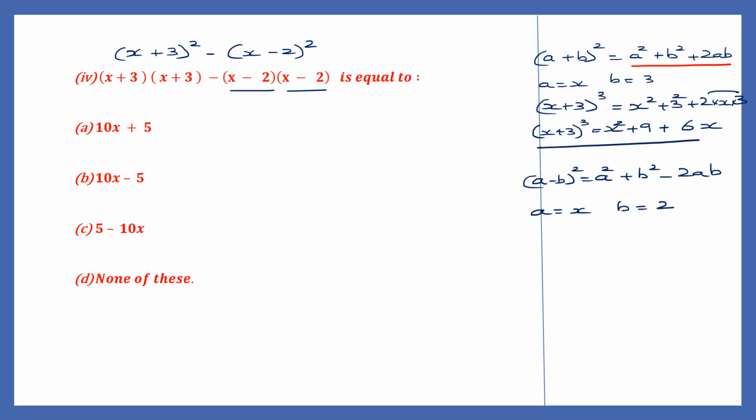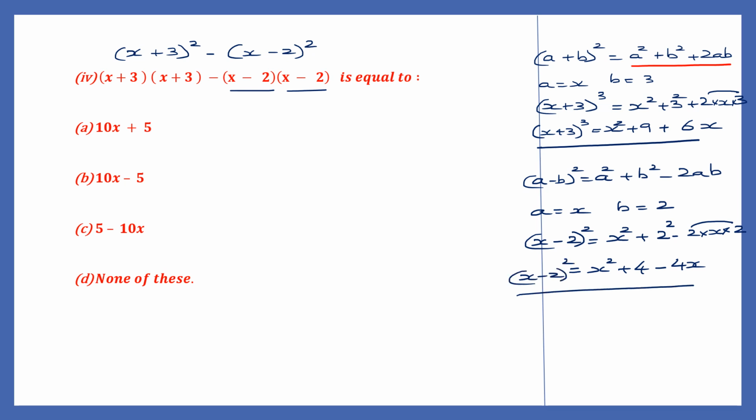So let's use that now. So x minus 2 the whole square is equal to a square, which is x square, plus b square, b is 2, so 2 square, minus 2 into x into 2, because b is 2. So here this is equal to x square plus 2 2s are 4, minus 2 into 2 is 4, 4x. So here we have x minus 2 the whole square is this.